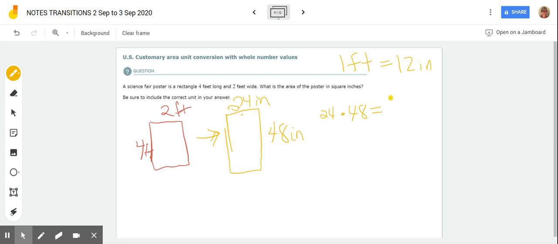$1,152. 1,152. What are your units? Inches squared. Moving on.